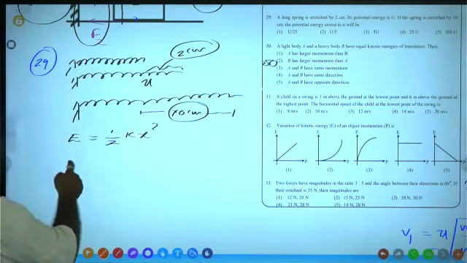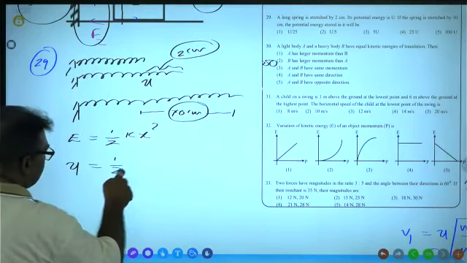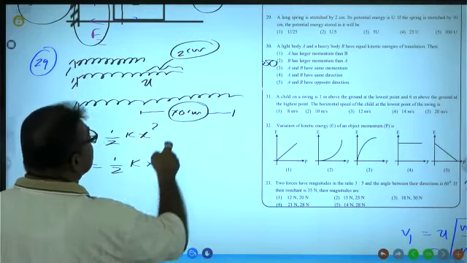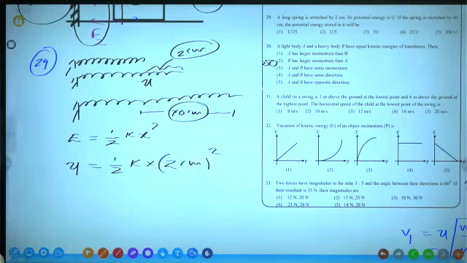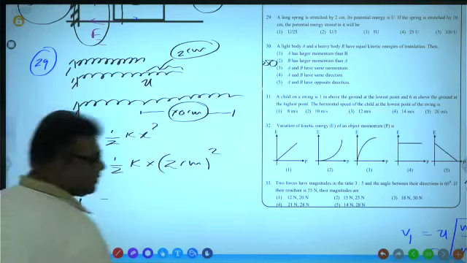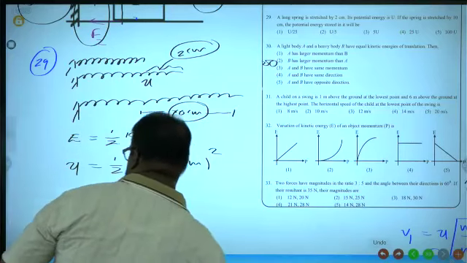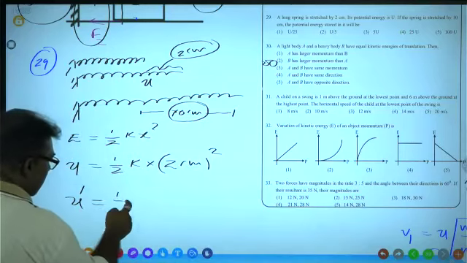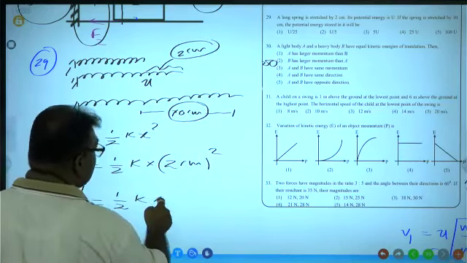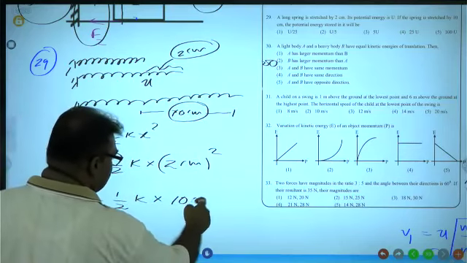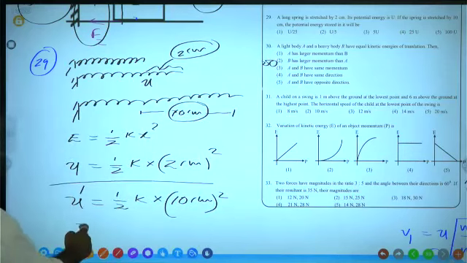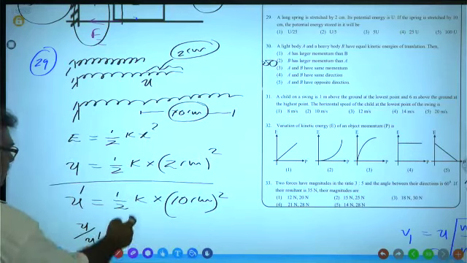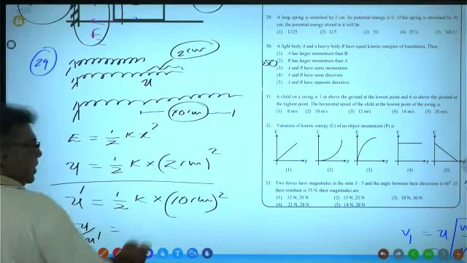How? Initial potential energy is U, half k, then x is 2 centimeters, right? Done. Then what about the new elastic potential energy? U dash is half k, displacement is 10 centimeters, squared. U over U dash equals half k cancel.